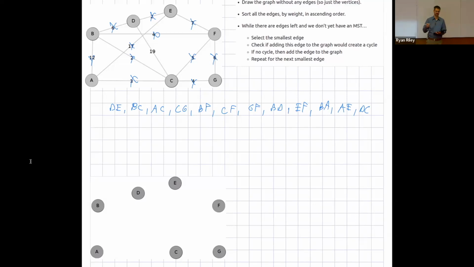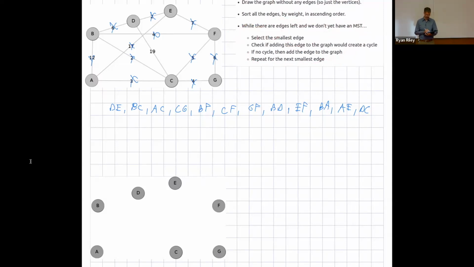So the smaller edges to the left, bigger edges to the right. Okay. So now we get here. Right? I love this description because you're like, while there are edges left, we don't have a minimum spanning tree. Gee, that kind of feels like the condition for a while loop. Ooh, you know, you could imagine building this.